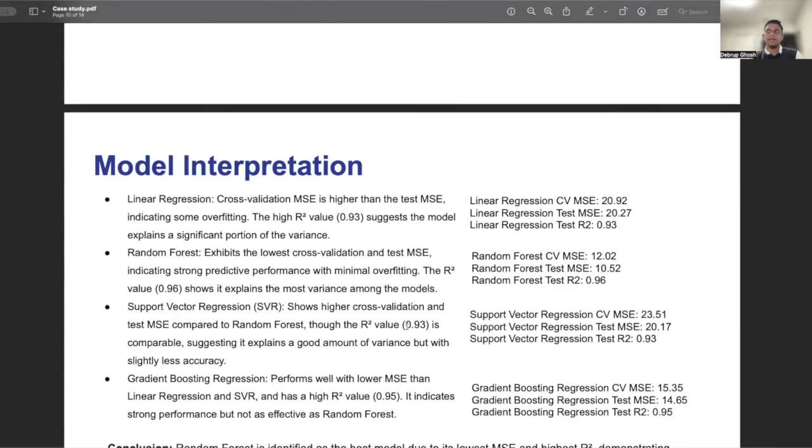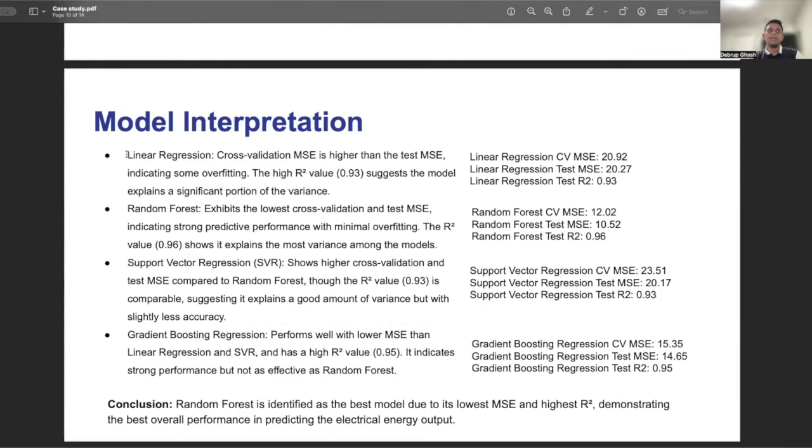So let's look at the results. I think that's probably the most interesting thing over here. For linear regression, we get a very high R square of 0.93. But we see that the cross-validation mean squared error is higher than the test, so that shows there is some overfitting going on. Random forest has a really good R square and very minimal overfitting. These two are basically just building off the linear regression model. You will see that in this case, the R square slightly goes up. But overall, we see that the random forest is the best model, with the highest R square.